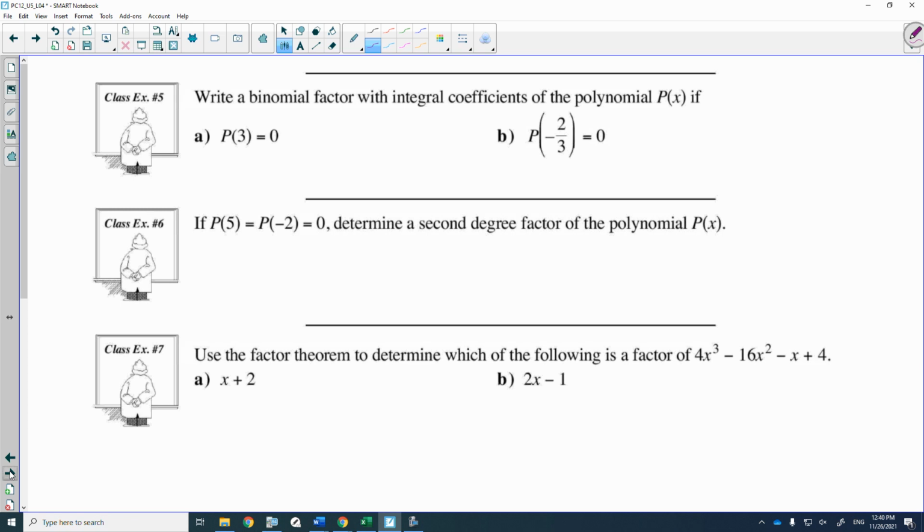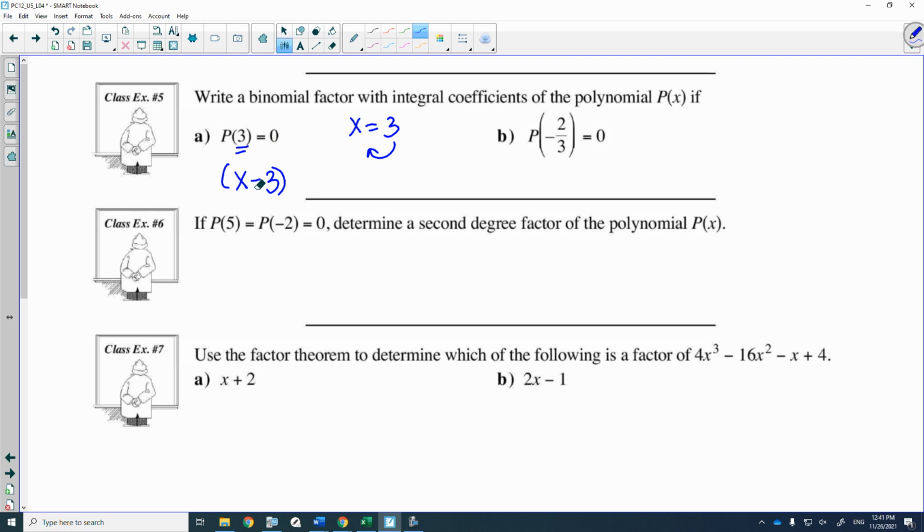Class example number 5. Write a binomial factor with integral coefficients, so no fractions, no decimals, of the polynomial p of x if p of 3 is equal to 0. What does that mean? It means that we're going to have 0 as a remainder when we input the root of 3. So how we would figure out what the factor is: we know that x is equal to 3. To figure out what the divisor was, if I bring 3 to the left-hand side, the divisor was x minus 3, right?